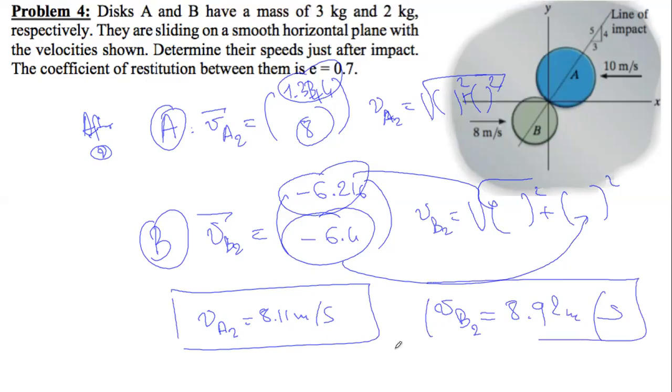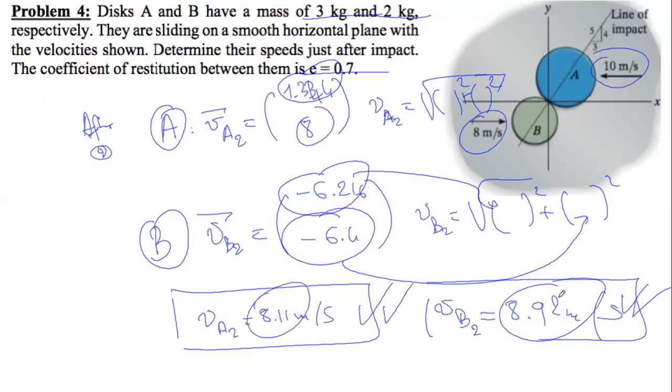These are the speeds after collision, respecting these constraints. Is it clear? So no need to bring it back to the XY. The speed will be the same. It does not depend on the reference or the frame. Okay, good. So that's the answer. And it makes sense. I started with initial speeds of 8 and 10. I end up with final speeds of 8.11 and 8.9.